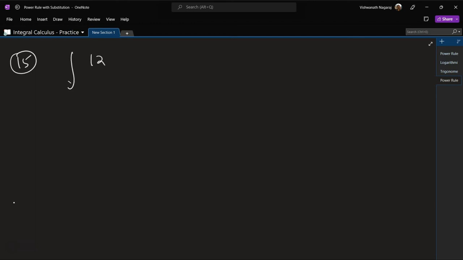16th one, integral of 12x cube by x to the power of 4 plus 3 cube. Now, in the previous problems, remember we had a product, right? And one of the factors was the derivative of the other. Now, here if you notice, the numerator is the derivative of the denominator.